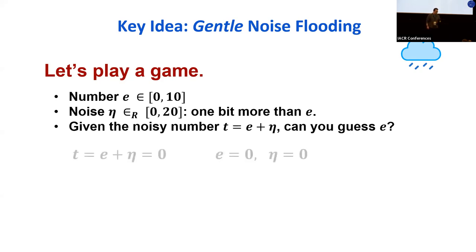So sometimes this is going to be easy. When T is zero, there's only one set of E and eta that will be able to give this T output. And so, okay, this is not great.